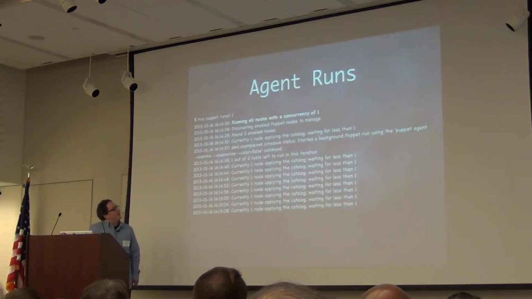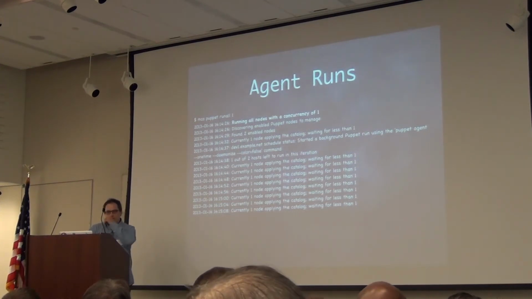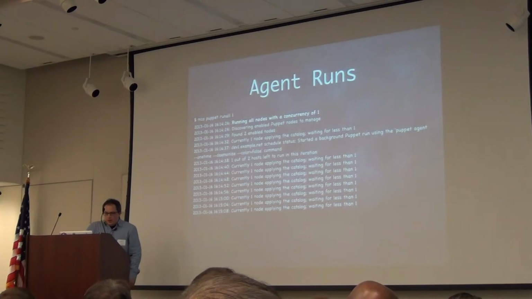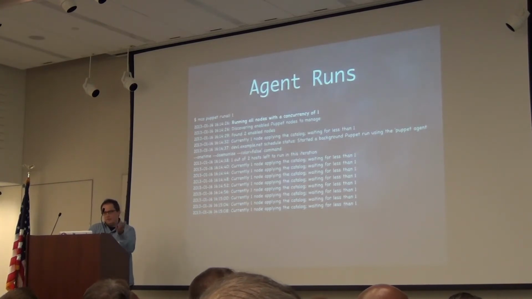Okay, so this shows a basic agent run. This is just a run all with a concurrency of 1. After the run all command, you can tell how many nodes you want to do a Puppet run. This is an example. It does the puppet agent one-time daemonize color equals false run. And you can tell it as many times as you want, or how much concurrency you want. So you don't have to do 1. You can do 5, 10.